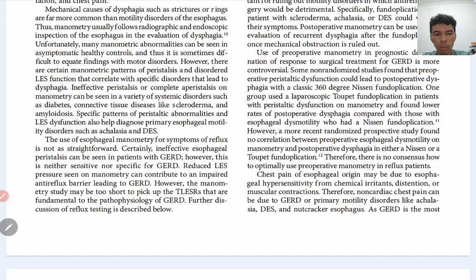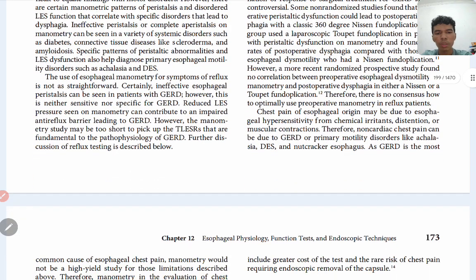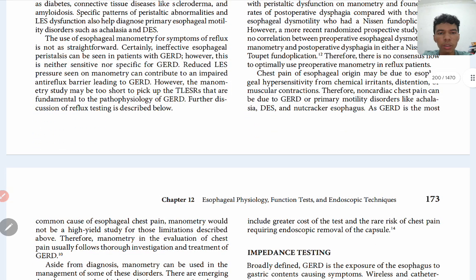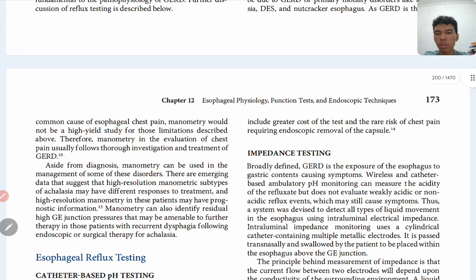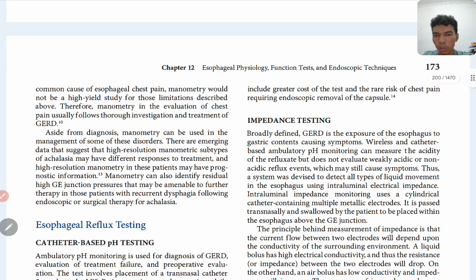Chest pain of esophageal origin may be due to esophageal hypersensitivity from chemical irritants, distension, or muscular contraction. Therefore, non-cardiac chest pain can be due to GERD or a primary motility disorder, like achalasia, DES, and nutcracker esophagus. As GERD is the most common cause of esophageal chest pain, manometry would not be a high-yield study for those limitations described above. Therefore, manometry in the evaluation of chest pain usually follows thorough investigation and treatment of GERD.